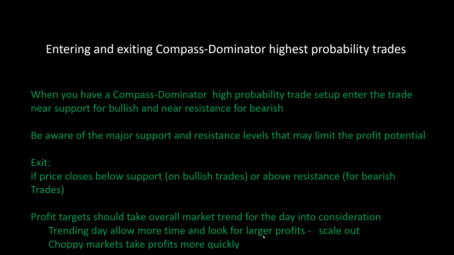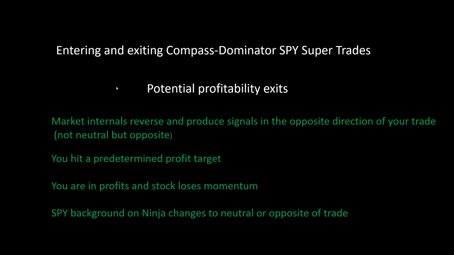Obviously, trending days allow for more time and looking for larger profits, and you can scale in and scale out. In choppy markets, typically you need to take profits more quickly. So that kind of covers the information in this. This is, again, the potential profitability exits. Again, if the market internals reverse and produce signals in the opposite direction, obviously you want to be out. If your dominator system goes from a buy signal to a sell signal, you don't want to be in there.